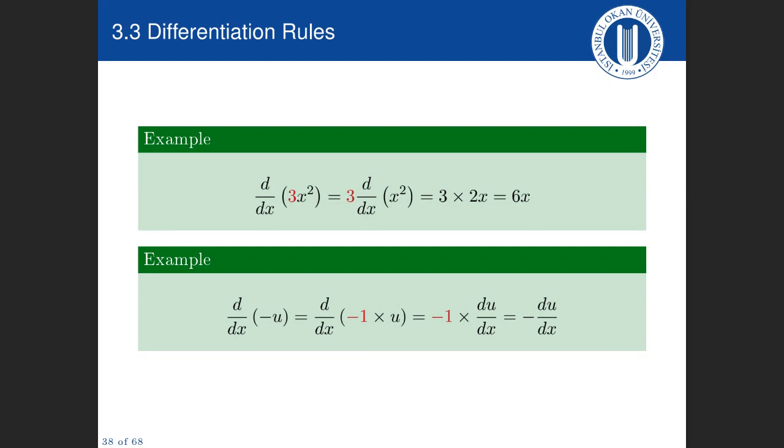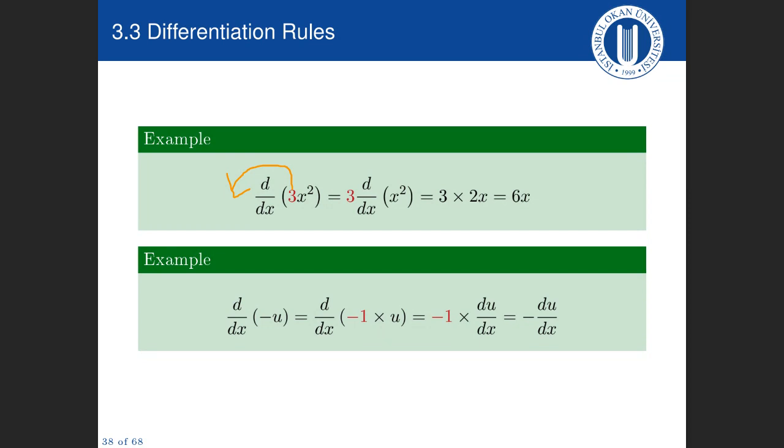So for example, if I want to calculate the derivative of 3x squared, the constant multiple rule says we can take this 3 outside of the derivative. We just get 3 multiplied by the derivative of x squared. So just 3 multiplied by 2x, or 6x.